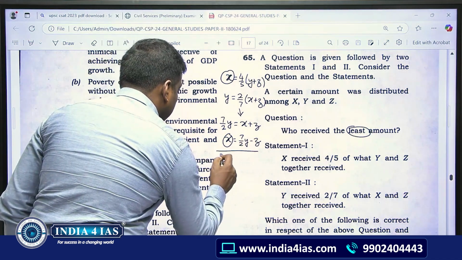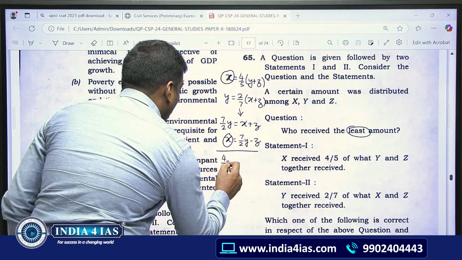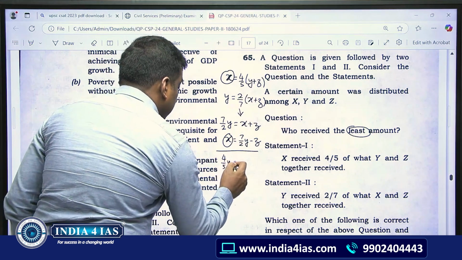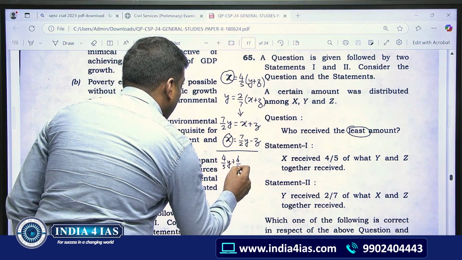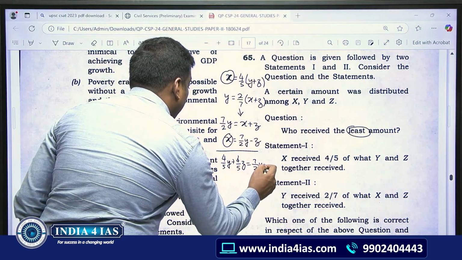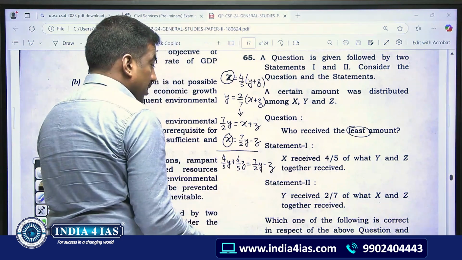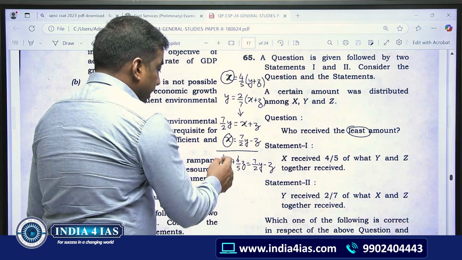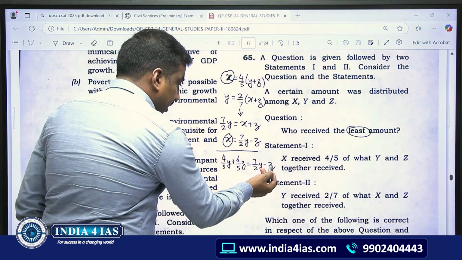So in that case, 4 by 5 y plus 4 by 5 z is equal to 7 by 2 y minus z. So if you bring y this side or y this side, let me bring this z this side.